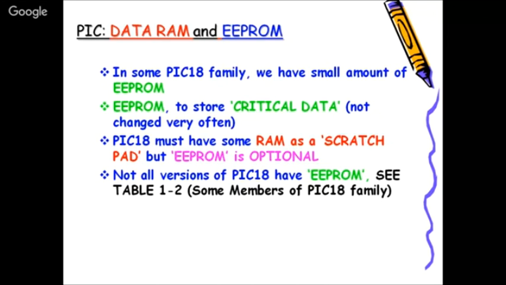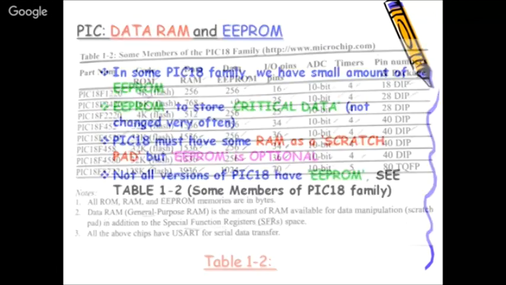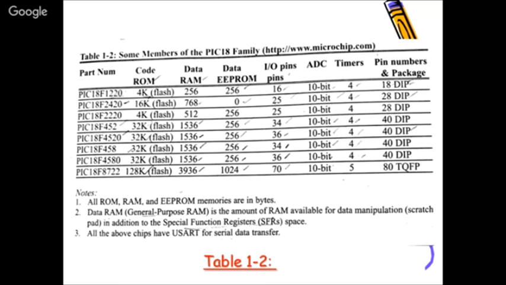Okay, PIC 18 must have some RAM as a scratch pad. Okay, but E square PROM is optional. ये तो optional है, and it has a specific functionality. Not all versions of PIC 18 have E square PROM. ठीक है, सभी में E square PROM होना जरूरी नहीं, लेकिन फ्लैश तो सब में होगा ही। ROM मेमोरी सब में होगा, that is compulsory. Okay, और E square PROM is a luxury kind of thing, additional thing.